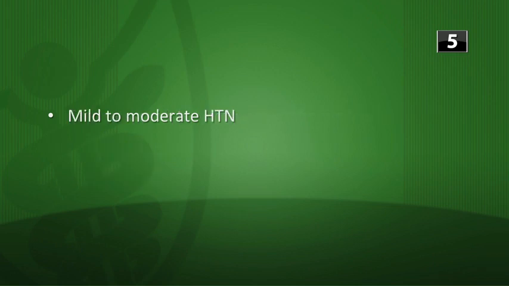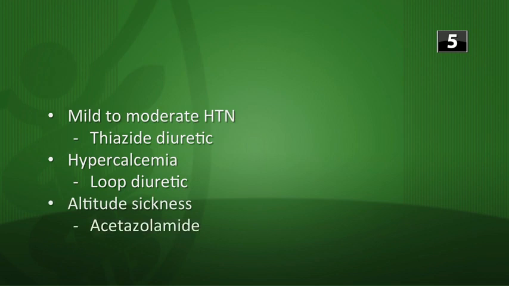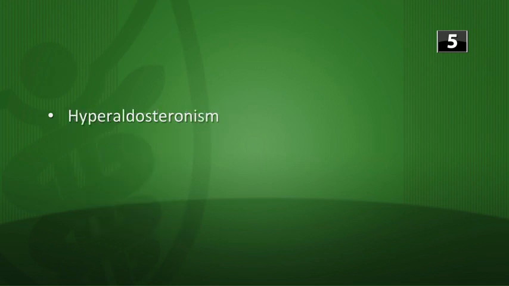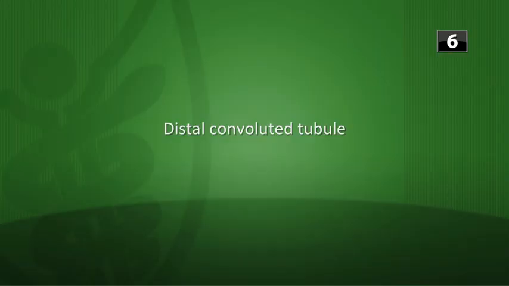Mild to moderate hypertension, a thiazide is generally going to be your first-line drug for hypertension. Hypercalcemia, you're going to reach for a loop diuretic to lose the calcium. For altitude sickness, you're going to use acetazolamide. And for hyperaldosteronism, you'd use spironolactone or eplerenone because, again, those directly antagonize the aldosterone receptors. Next, what's the site of action of the thiazides? So they work in the distal convoluted tubule.